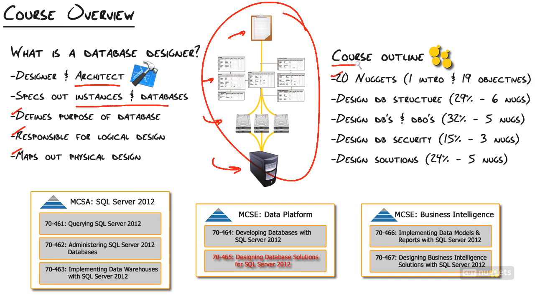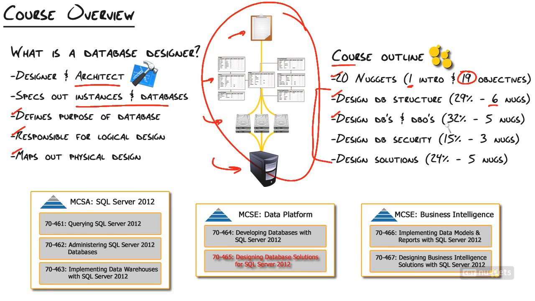So we have 20 total nuggets, one intro, which you're watching now, and 19 objective nuggets. We'll go over those objectives shortly. Here's how the exam is broken down. 29% of it is designing database structures. So we have 6 nuggets that are going to cover everything from how to design a database server infrastructure to SQL Server instances, logical and physical database design, and we'll even talk about our backup and recovery strategy.